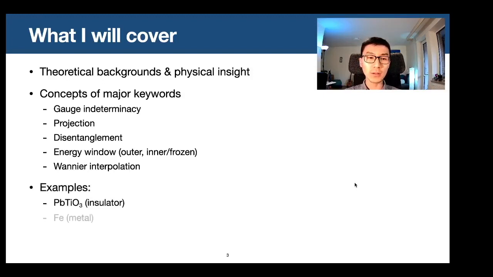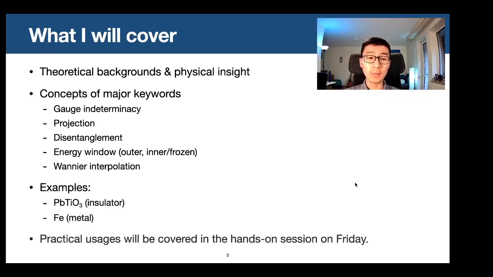To explain this, I'm going to cover two material examples: lead titanate as an insulator and iron as a metal. But for practical use, this will be covered in a hands-on session at the end, on the last day of the workshop.